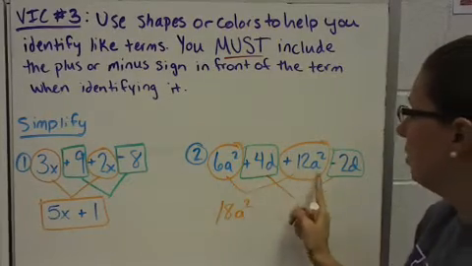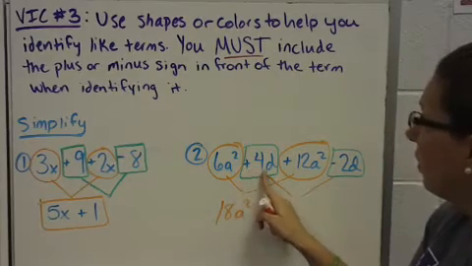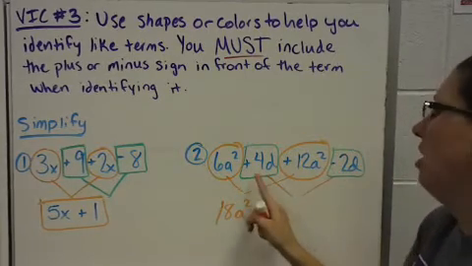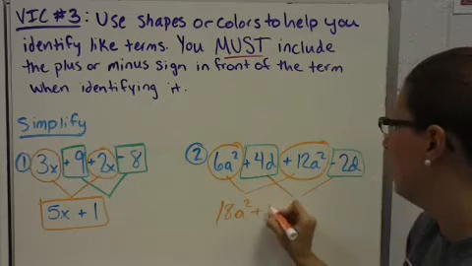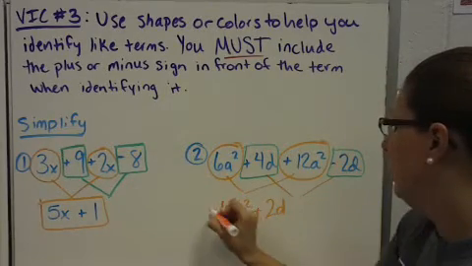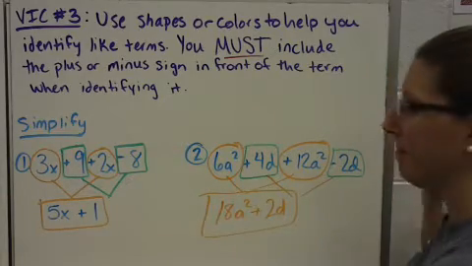So 6a squared plus 12a squared is 18a squared, plus 4d minus 2d. So I have positive 4, take away 2, that still gives me positive 2d. There you go.